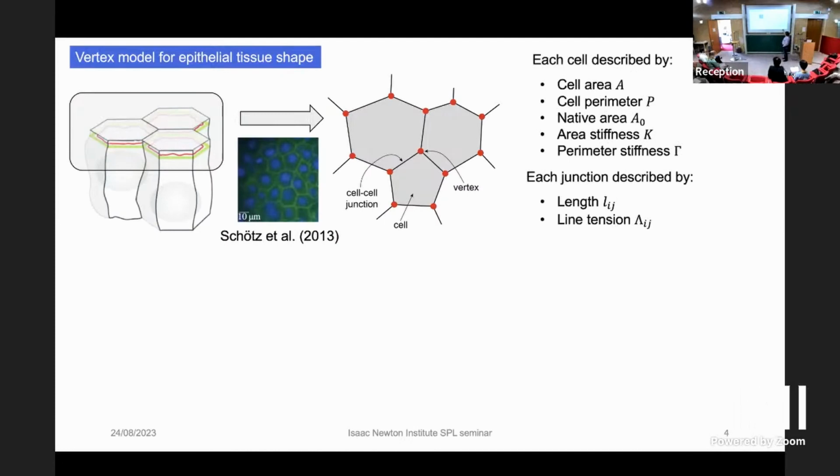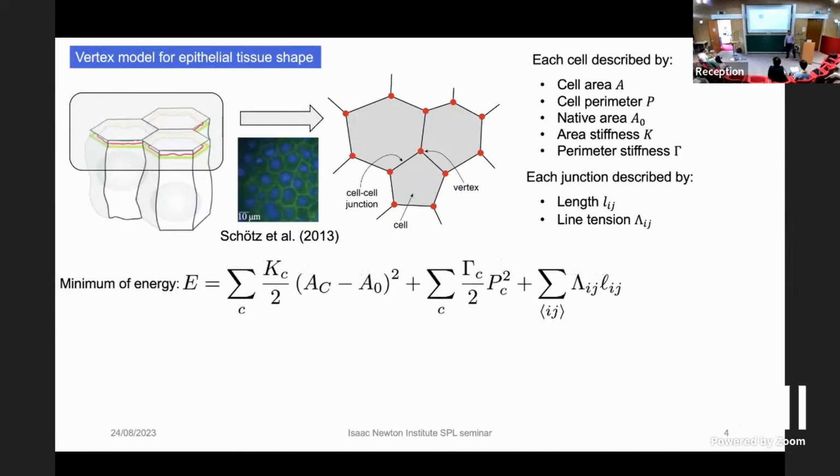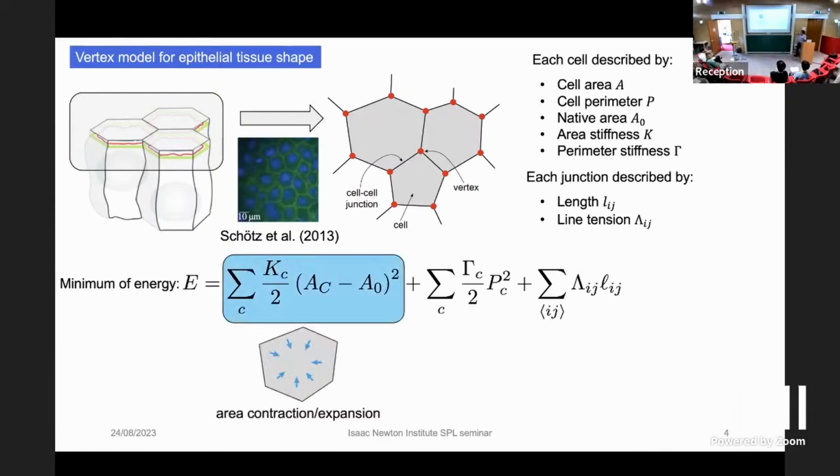And then you can assign area, perimeter, native area, stiffnesses and lengths, and you can write an energy functional that looks something like this. I'll tell you in a second what these terms are. But the major assumption here is that this is a single line. In actual cells, you have a membrane on cell A and a membrane on cell B, and they talk to each other. The assumption here is that this is all merged into a single line.